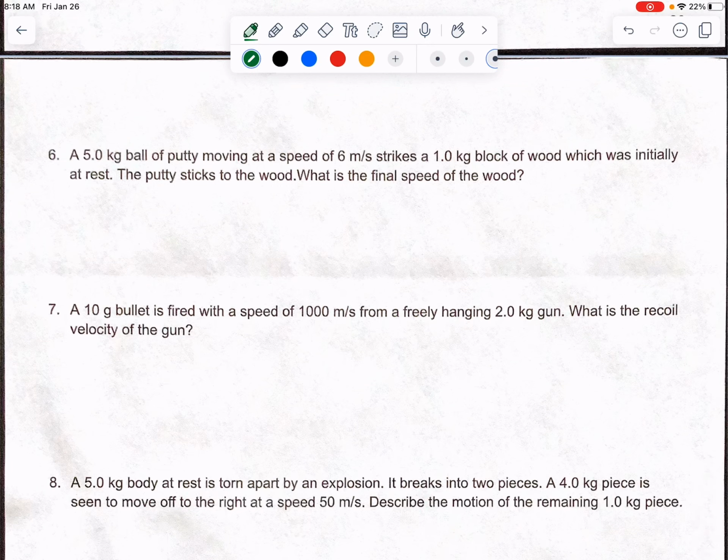A 5 kilogram ball of putty moving at a speed of 6 meters per second strikes a 1.0 kilogram block of wood, which was initially at rest. The putty sticks to the wood. What is the final speed of the wood? Okay, so that means they've stuck together again.